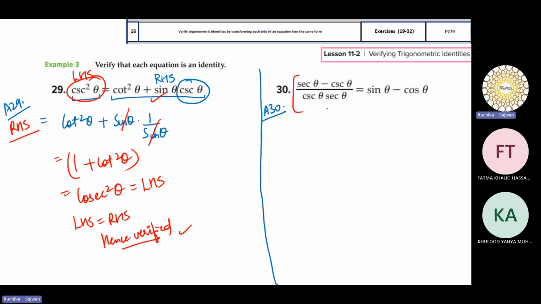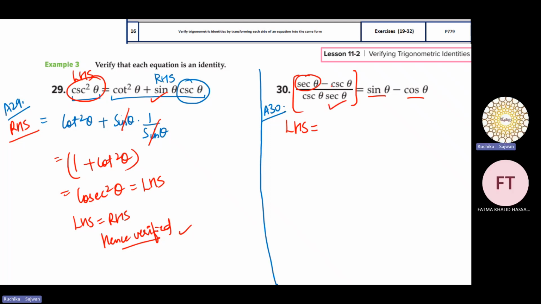In question 30, I will begin with the left side because this is more complicated and has more options for me to simplify. If you look at the right side, this is already in sine and cos, so I cannot do much about it. So let's use some basic identities and simplify these two terms. What I'm going to do is break this left-hand side into two terms because there's a negative. So I'll put the negative in between and break the numerators. So secant theta, cosecant theta. I break and put the same denominator. So cosecant theta, secant theta divided by cosecant theta, secant theta.